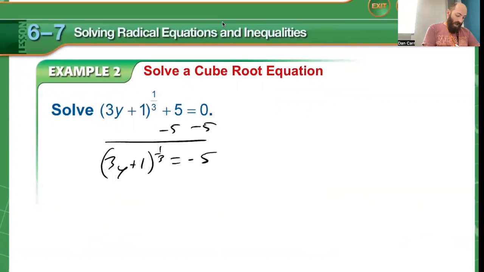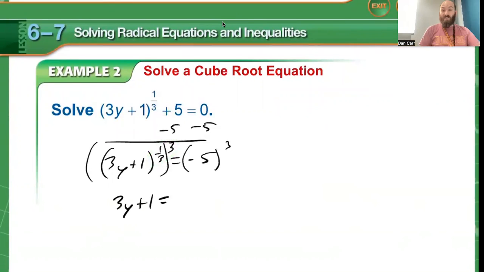From here, I want to take both sides and raise to the 3rd power. The reason I want to do that is raising a power to a power is going to turn that into a multiplication problem, 1/3 times 3. Well, if I do 1/3 times 3, that's 1. So this will just be 3y plus 1 on the left side. But on the right side, it's going to be negative 5 to the 3rd power. So that's negative 5 times negative 5 times negative 5, which is negative 125.